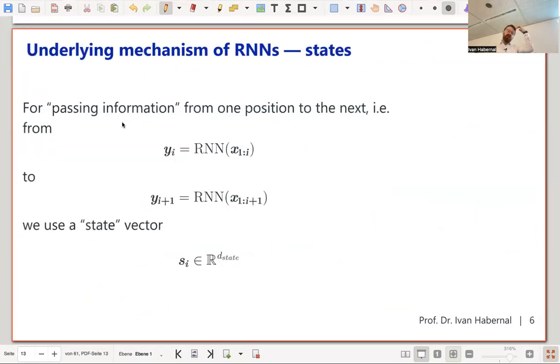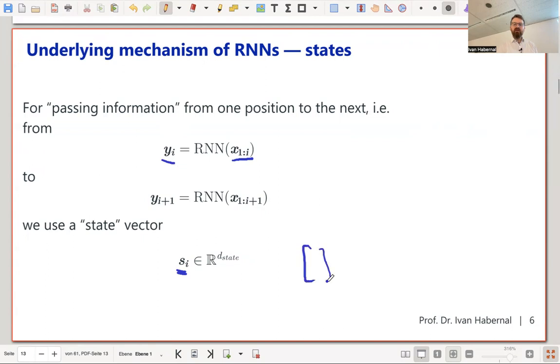So there is this underlying mechanism of recurrent neural networks. What we want to do is pass information from one position to the next. So this is the output at position i, and this is, what is it again, x1 to i? Sanity check. Yes, this is the sequence of the input vectors up until i. So this is the output y_i, and this is the entire history. We're gonna go from i to i plus one, the next state in the sequence, and we need to pass some information. So we're gonna use a state vector, something we just introduced here. There's a state vector s_i, which has some dimensionality that we can define however we like, and we're gonna pass this s_i from y_i to y_i plus one.